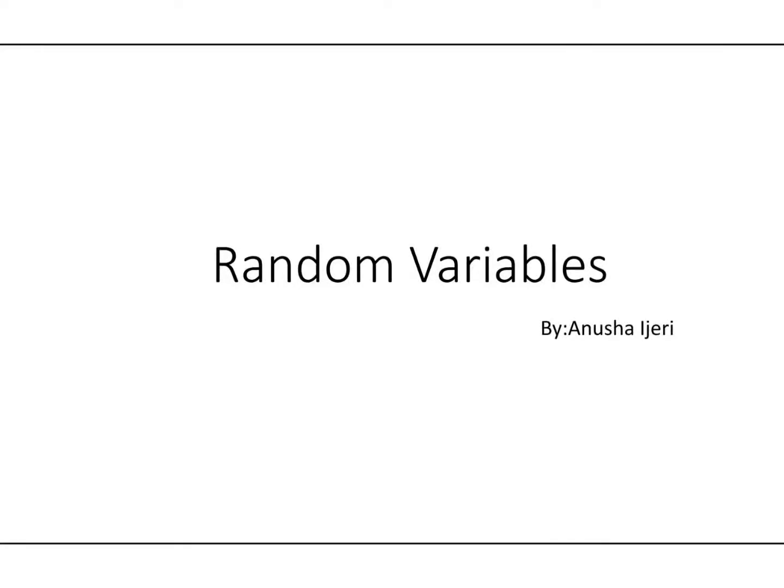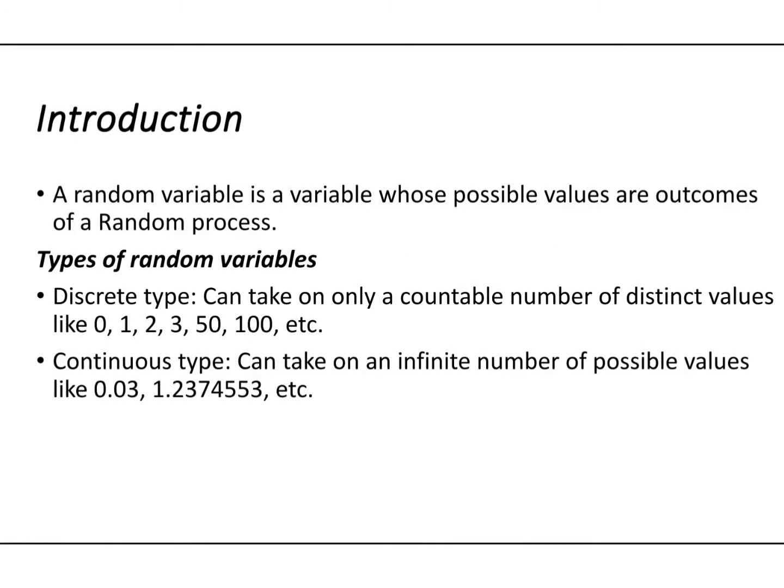Hello, this video is about random variables. Introduction to a random variable. A random variable is a variable whose possible values are outcomes of a random process. There are two types of random variables: continuous type random variable and discrete type random variable.